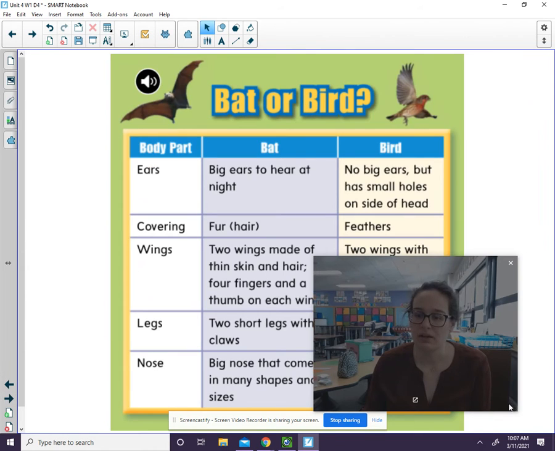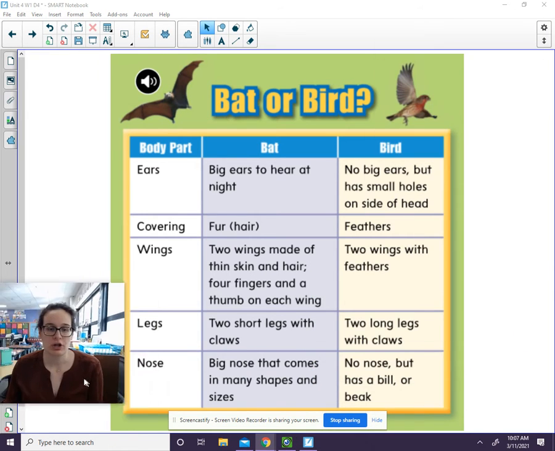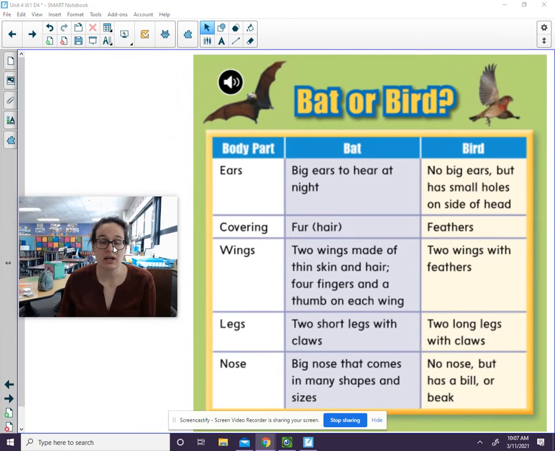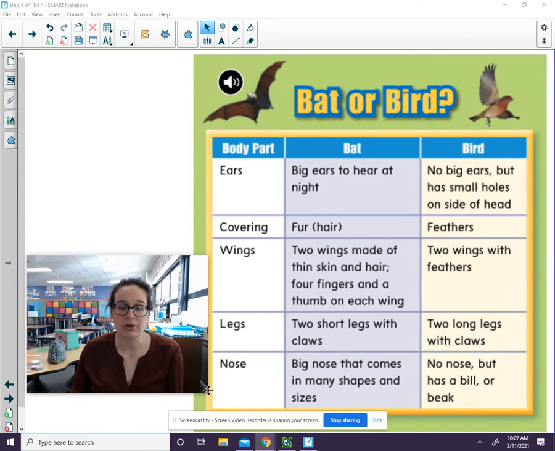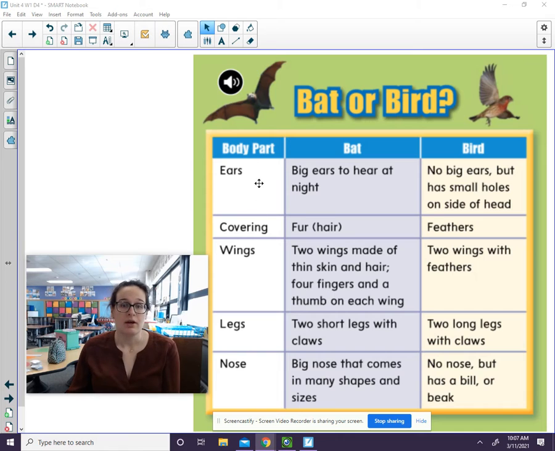We will be looking at a chart today, and you'll be reading a story about bats. And our chart is actually going to discuss bat or bird, and it's going to describe body parts of the bat and the bird. And so we could look at what the body part is. For example, ears. It says bats have big ears to hear at night, while birds have no big ears, but have small holes on the side of their head. So now we know how the ears of a bat and a bird are different.